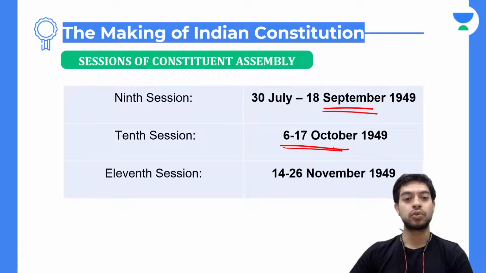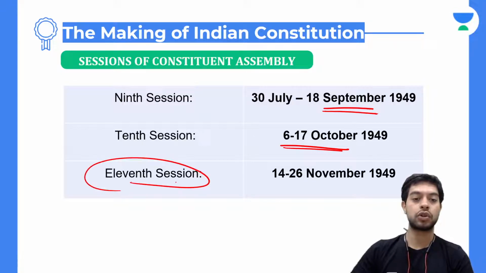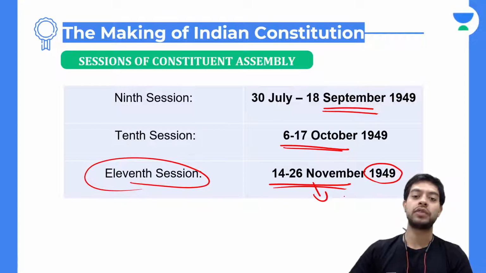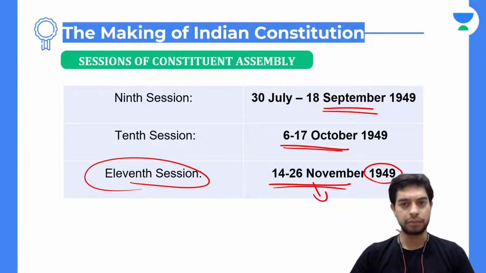6th to 17th of October was the 10th session, and the 11th session was from 14th to 26th of November 1949. 26th November is the date on which the draft constitution was finally approved.